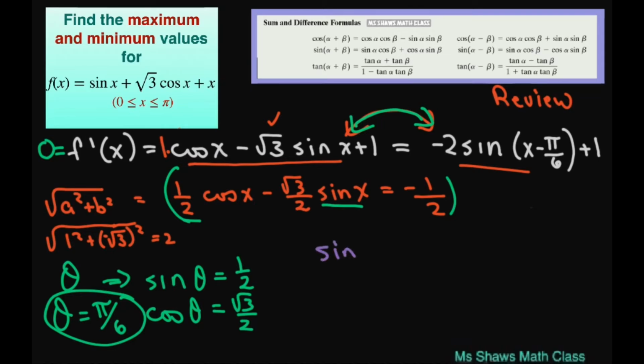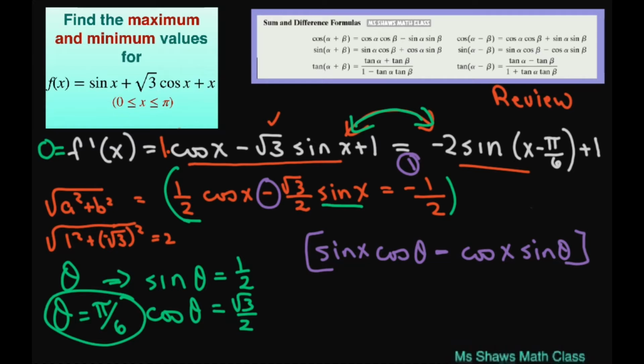Knowing that, we can now write this as sine of x times cosine of theta. We have a minus, so we put minus cosine of x sine of theta. Now, we're supposed to have 1 here to do this. To be able to do this, this term should equal 1, so what I have to do is multiply everything through by negative 2 to get a 1.